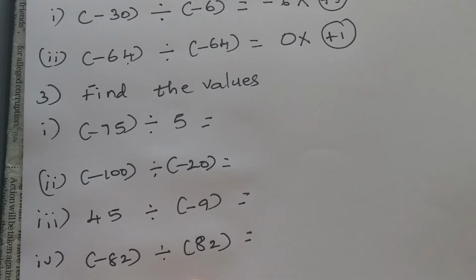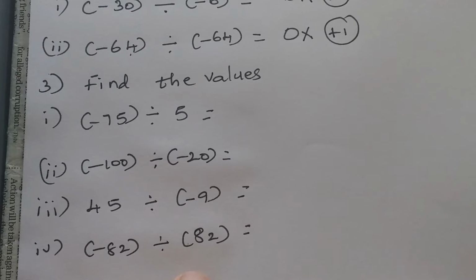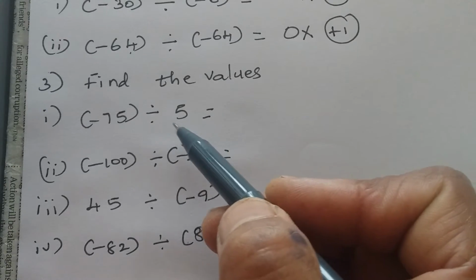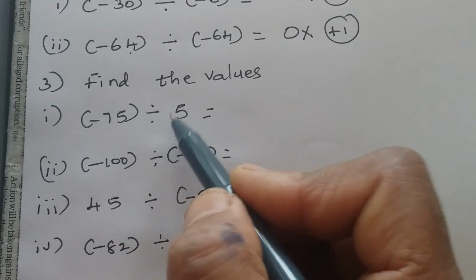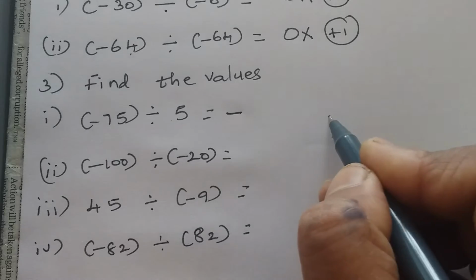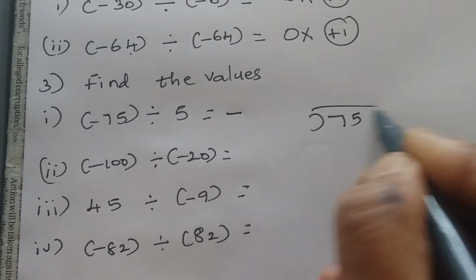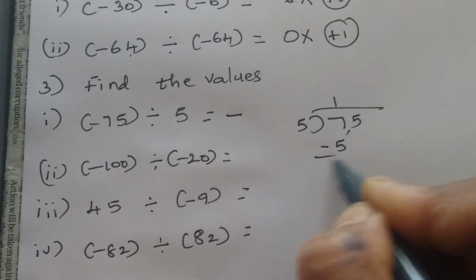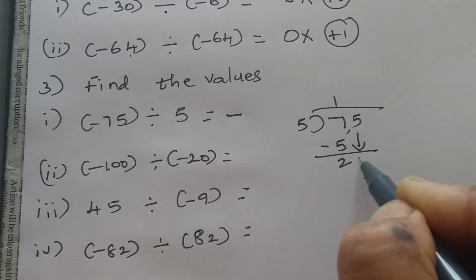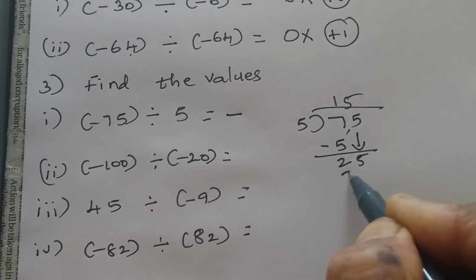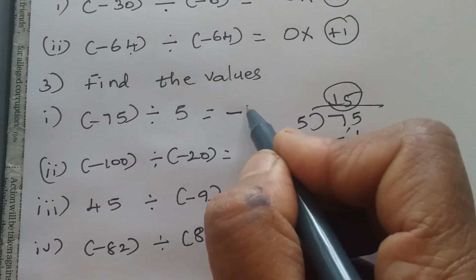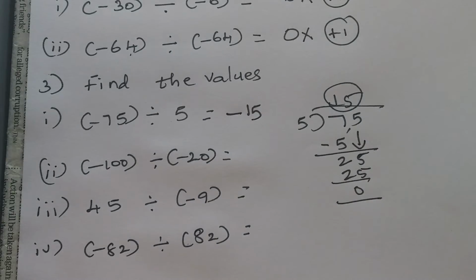And next one is find the values. There are 4 division sums given here. Minus 75 divided by 5. First, divide the signs. Minus divided by plus is minus. And 75 divided by 5. How to divide? Take the first number. 5 ones are 5. 7 minus 5 is 2. Bring down the next number. In 25, 5 5s are 25. So what is the answer? Minus 15. Okay, it is ordinary division.